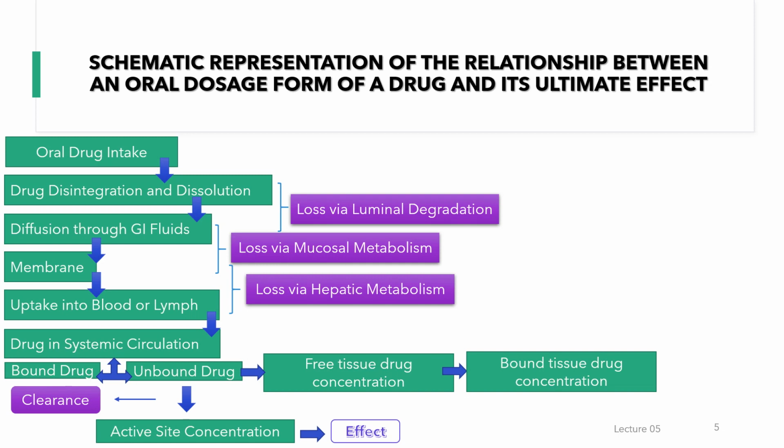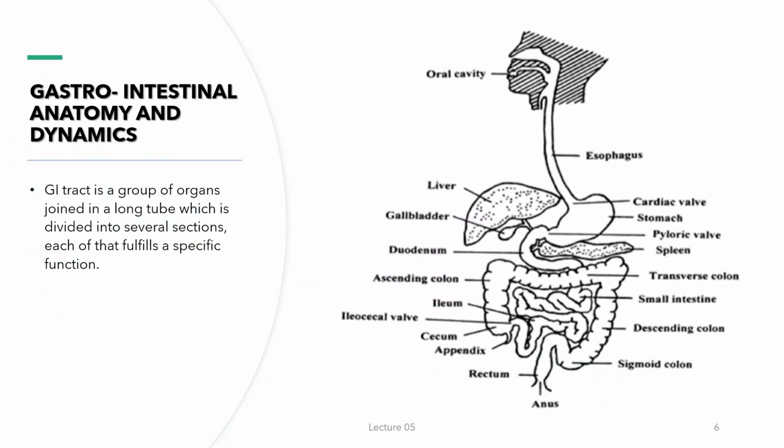Considering pharmacokinetics and drug delivery, it is important to have a deep understanding of the biology and anatomy of the GI tract, as it is of substantial value for optimizing the bioavailability of orally administered drugs. So let's see the gastrointestinal anatomy and its dynamics.